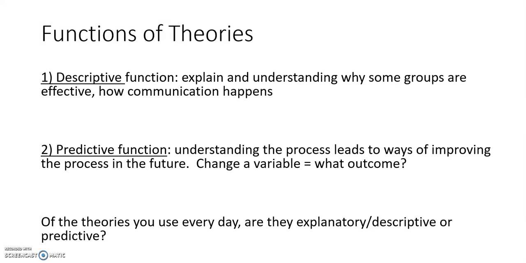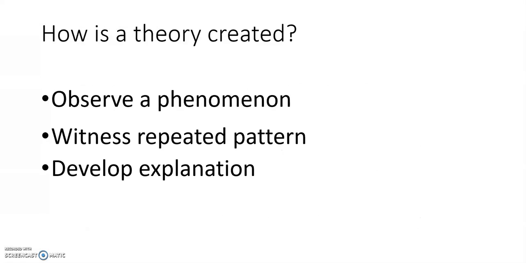So predictive functions are when you change a variable. The question then is, what is the outcome that happens? One person gets this medicine, then the next day they get this other medicine. Does that make a difference in the outcome? Many theories start as descriptive and then become predictive. They can be one or the other. There's not one that's better. And sometimes they interact together if you're researching something. Some of the theories that you use every day just try to explain action, and some may predict things in the future.